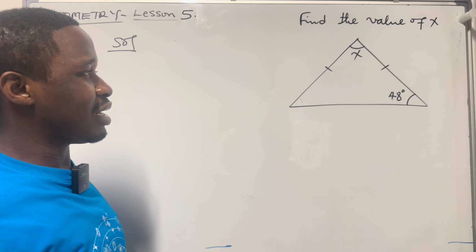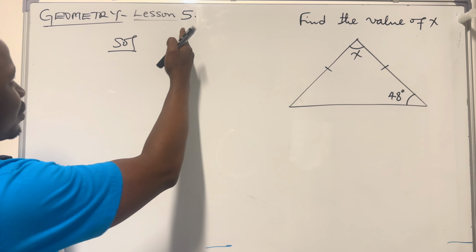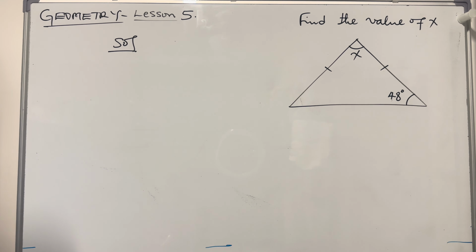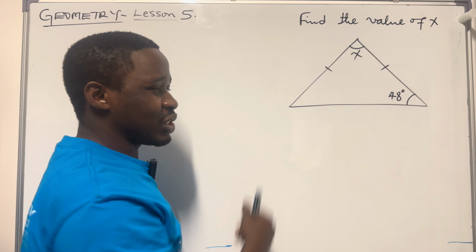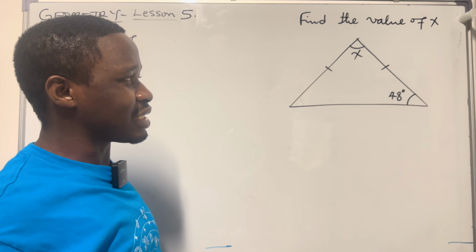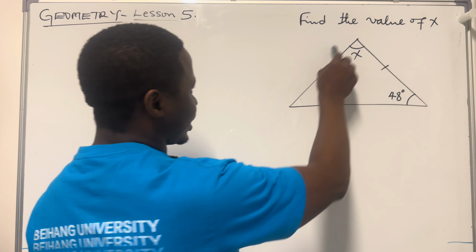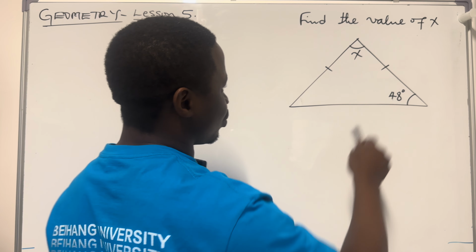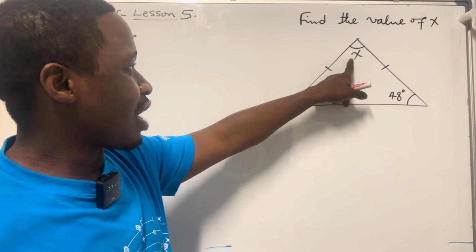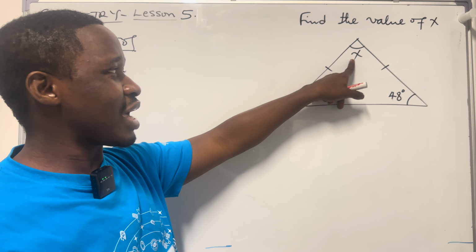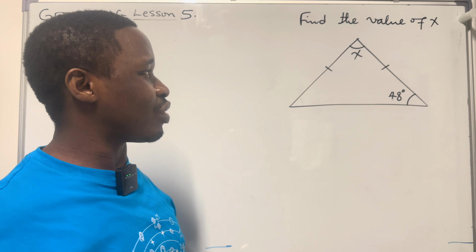Good morning, class. This is the fifth lesson for geometry. We want to find the value of x here. Of course, this one is a triangle. What makes it a triangle? Because there are three sides and there are three angles. Of the three angles, only one angle is given. There is another angle that is mentioned, identified, though it is unknown.